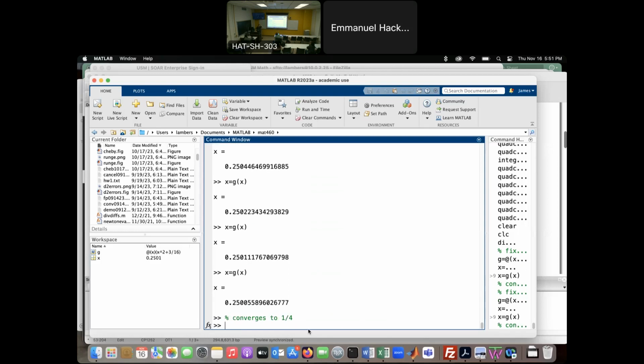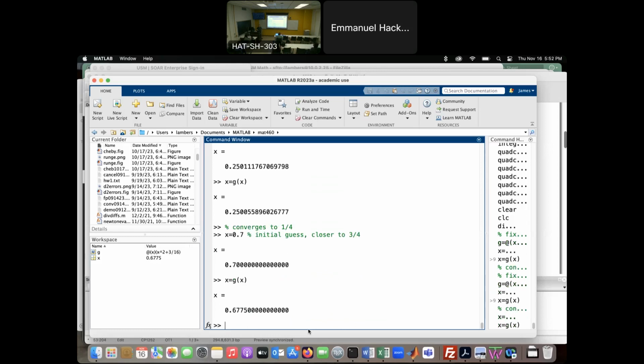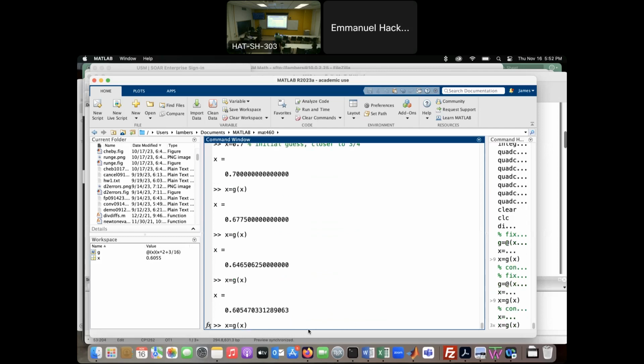Now that initial guess was halfway between the two known solutions, 1/4 and 3/4. Let's pick something that's definitely closer to 3/4. I'm going to set x equal to 0.7. That's my new initial guess, closer to 3/4. Okay, so now I'll do the same thing. x equals g of x. It's still getting smaller. You'd think that because I'm choosing something that's pretty close to 3/4, it would converge to that.